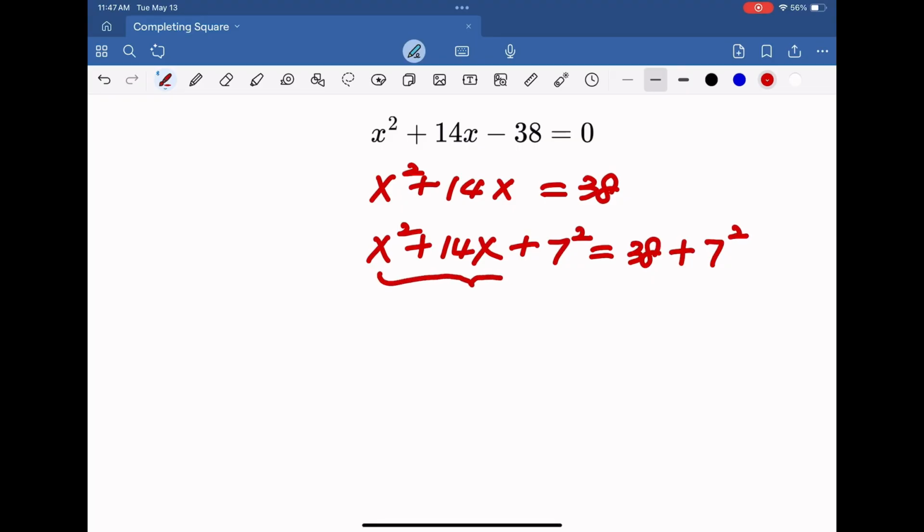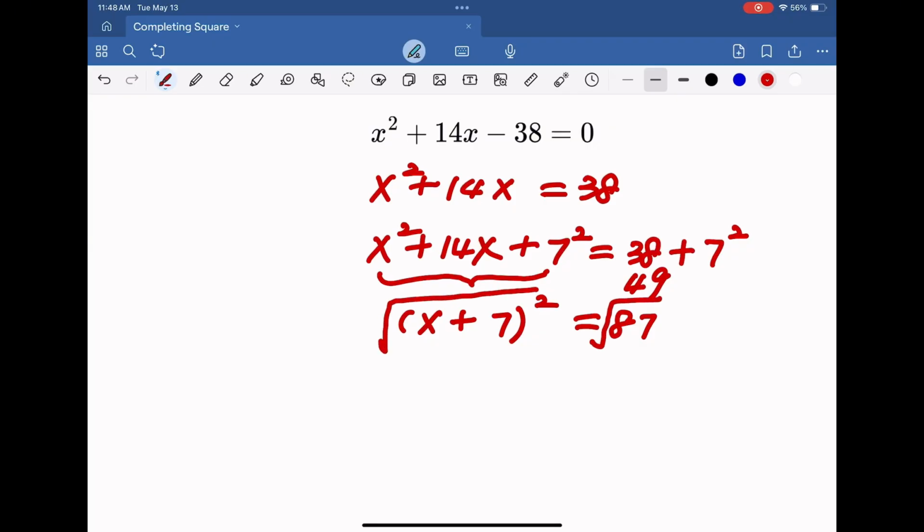So x squared plus 14x plus 7 squared will be expressed as (x plus 7) squared. 38 plus 49 is 87. Now you take the square root of both sides to remove the square. So x plus 7 equals plus or minus radical 87.